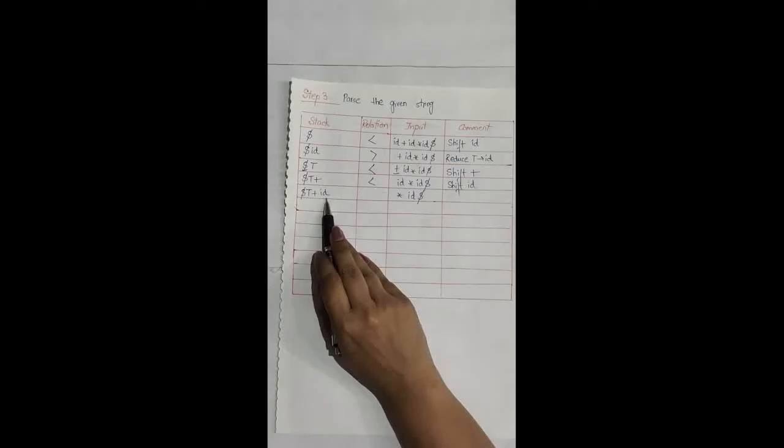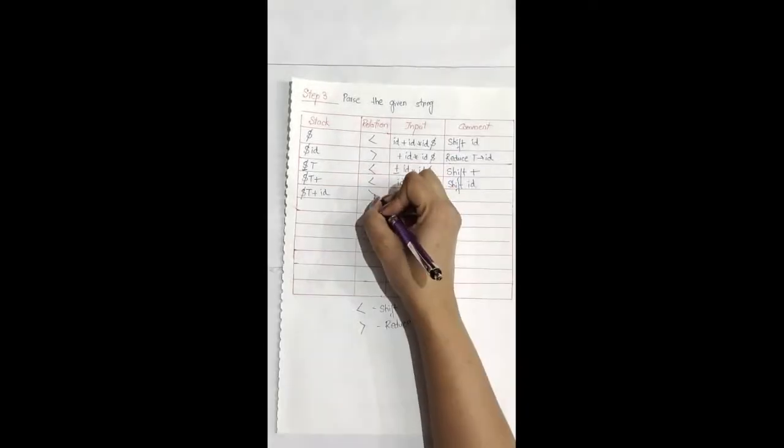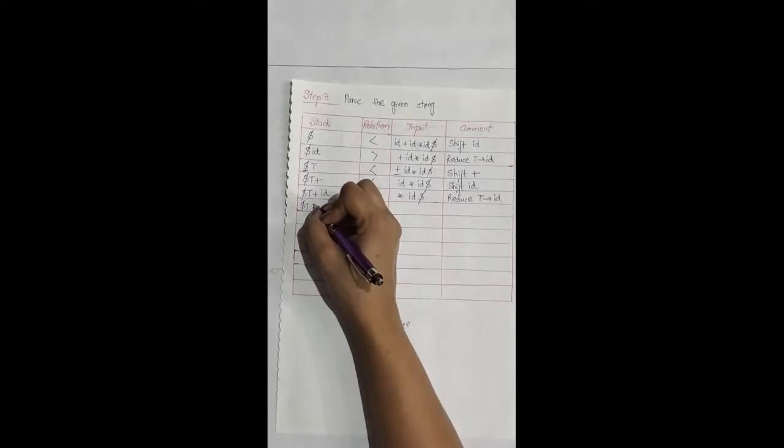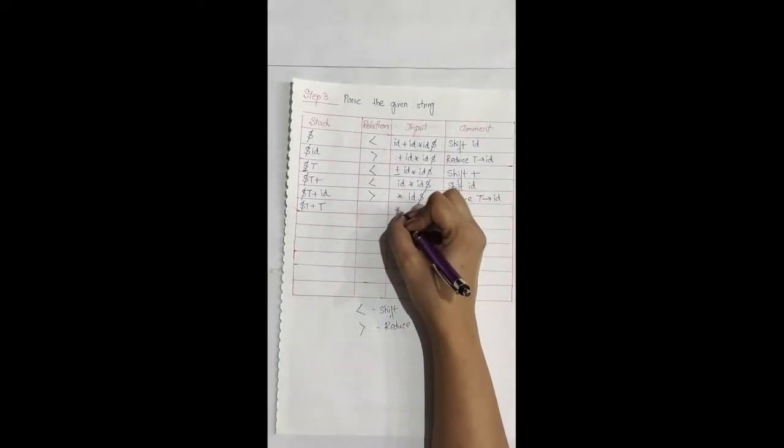Now compare ID and asterisk. Obviously identifier has the higher priority. You can check from the operator precedence relation table. Now this symbol means we have to reduce. We have to reduce what? Top of the stack. Top of the stack means ID, and ID can be reduced by this production rule. So we will substitute ID by T. Now we are left with asterisk ID dollar.